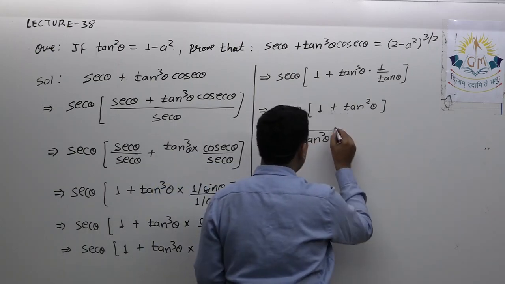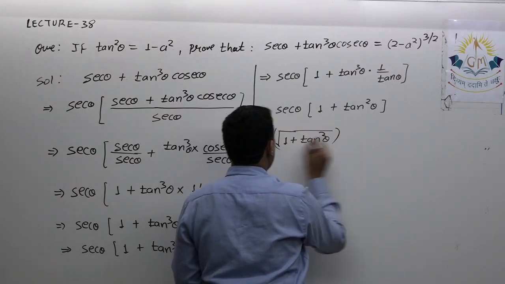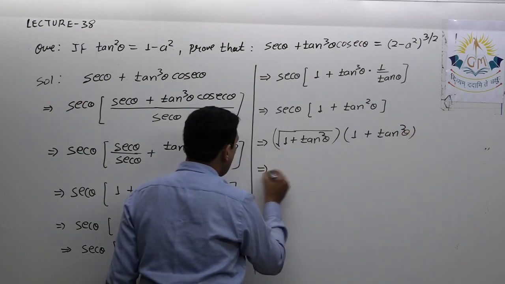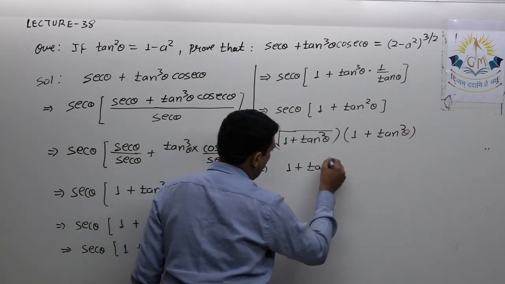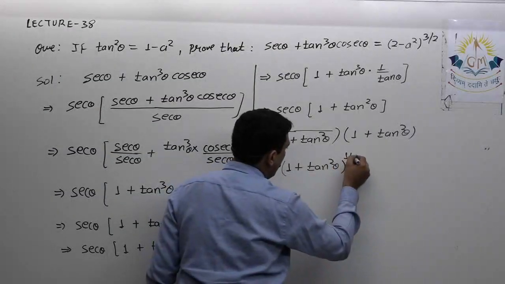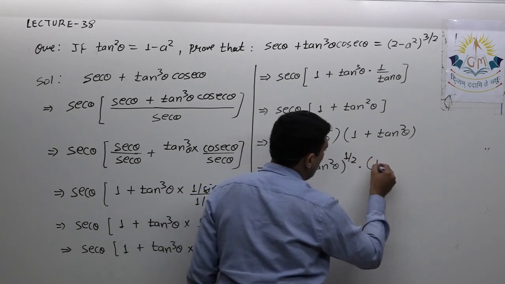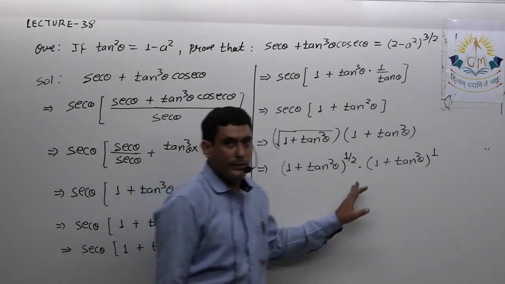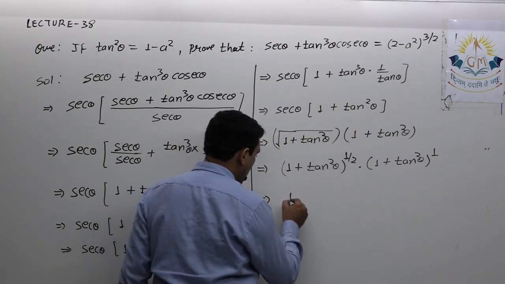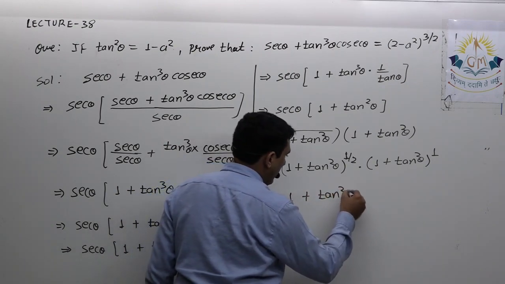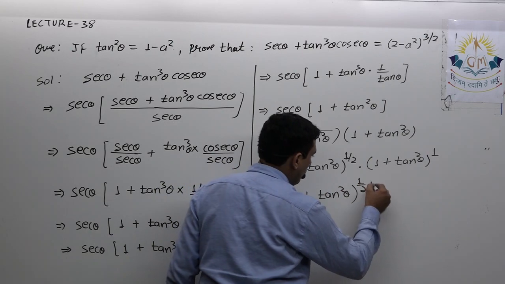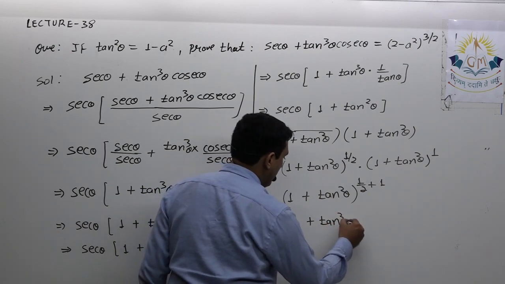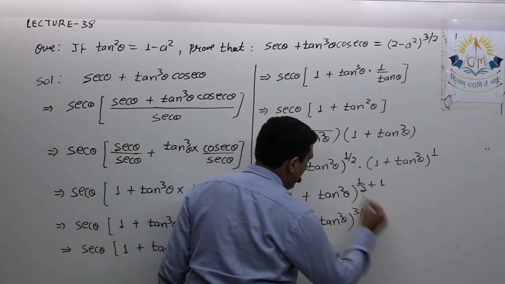multiplied by 1 plus tan square theta. Now this square root of 1 plus tan square theta can be written as raised to 1 by 2, into 1 plus tan square theta raised to 1. Now if I apply the laws of exponent, here I can write 1 plus tan square theta raised to 1 by 2 plus 1. That is 1 plus tan square theta raised to 3 by 2.